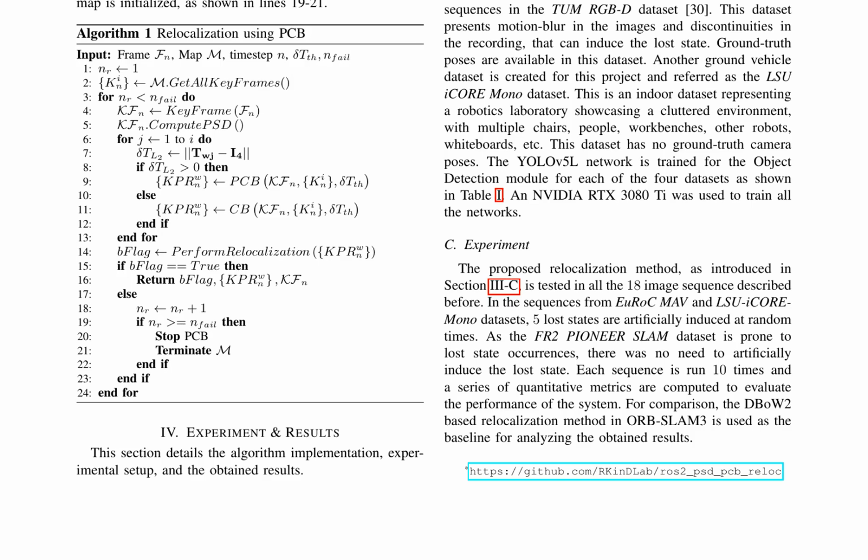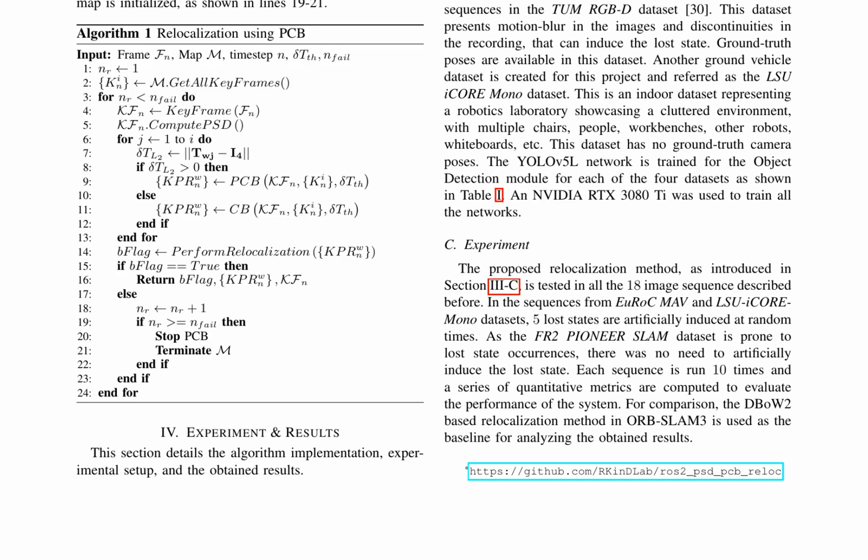The system is implemented in Robot Operating System (ROS) on a computer with Ubuntu 22.04, Intel i5-9300H at 2.4 GHz, NVIDIA RTX 2060 GPU, and 16 GB RAM, incorporating the PSD keyframe descriptor and PCB KPR method in ORBSLAM3, and the object detection module uses YOLOv5L. The experiment is performed on 18 indoor image sequences spanning 4 unique datasets, including EuRoC MAV, FR2 Pioneer SLAM, and LSUI Core Mono datasets.